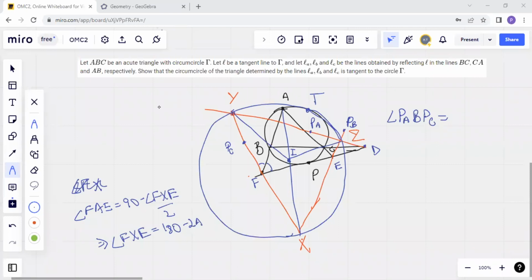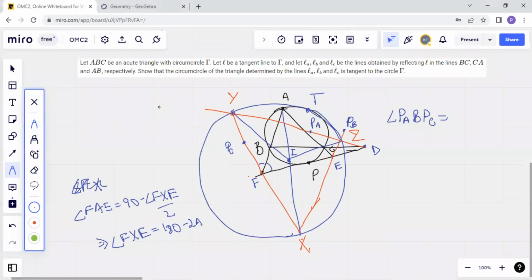Okay, this is the problem that we are trying. If ABC is a triangle and L is a tangent line to the circumcircle of ABC, now you reflect the line L over BC, AC, and AB. The intersection of these lines forms a triangle XYZ. You want to prove that the circumcircle of XYZ is tangent to the circumcircle of ABC.